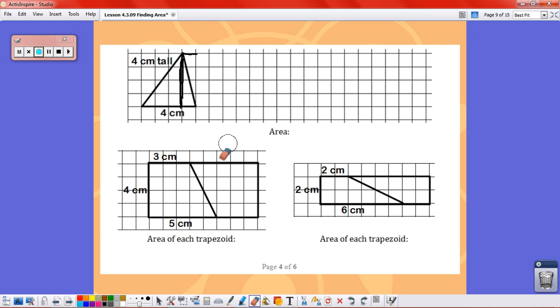I just flip each piece over. This piece is 1 wide, 4 tall. This piece is 3 wide, 4 tall. So now I have a square that is 4 by 4, or 16. But I only want half of that, the original triangle, so it's 8 centimeters squared.